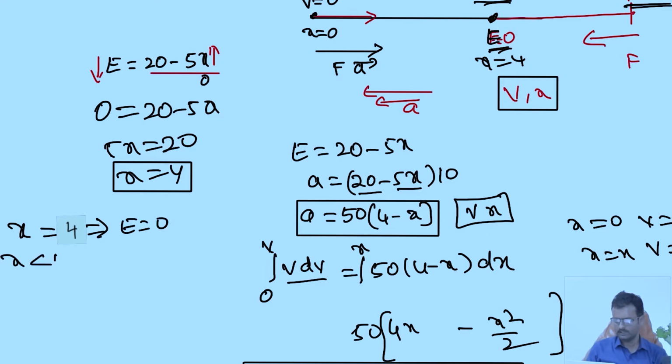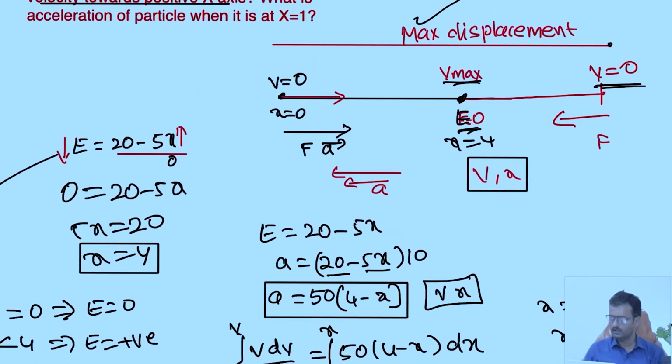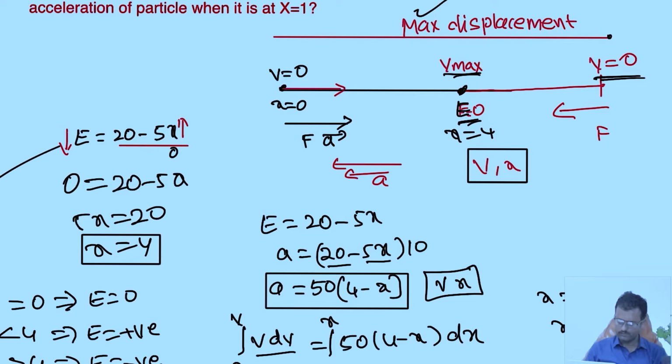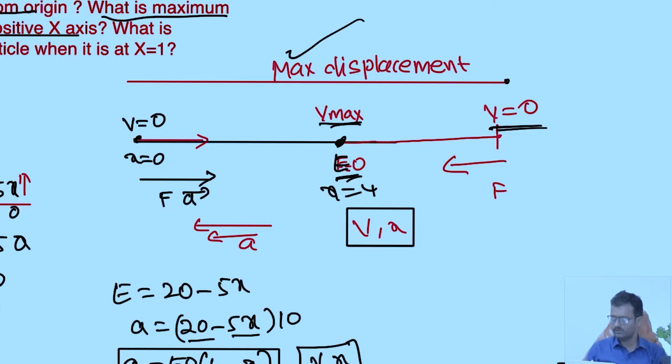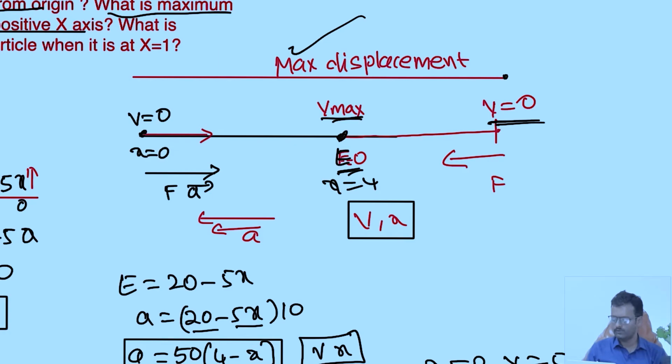For x less than 4, electric field is positive. For x greater than 4, electric field is negative. See here, E is positive before x equal to 4, so up to this value, velocity keeps increasing. When it becomes negative, velocity keeps decreasing. So at this point, the particle has maximum velocity at x equal to 4.